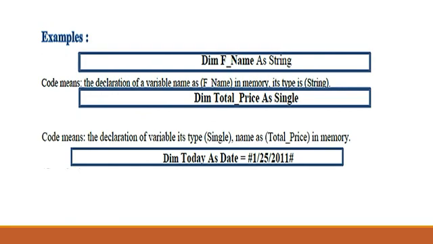For example, Dim f_name As String. The code means the declaration of a variable named f_name in memory, and its type is string.